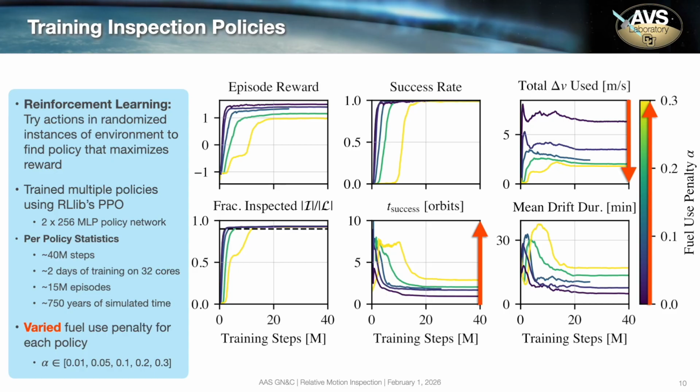Low fuel use penalties are going to create more aggressive policies that use lots of fuel and complete the task more quickly. The more we increase that alpha parameter, penalizing fuel use, we're going to get slower but more fuel efficient trajectories.